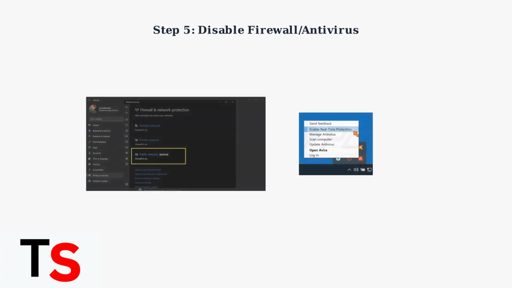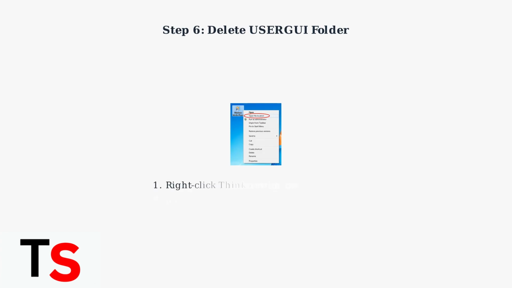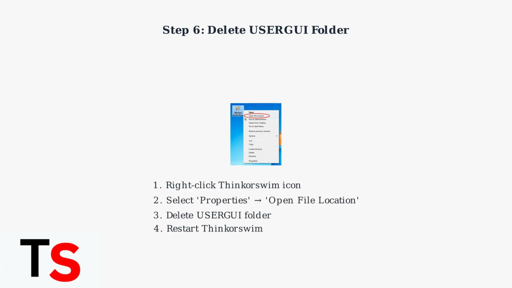Temporarily disable your firewall or antivirus software, as they may be blocking the update process. Remember to re-enable them after the update completes. A common fix is deleting the UserGUI folder. Right-click the Thinkorswim icon, select Properties, then click Open File Location. Find and delete the UserGUI folder, then restart Thinkorswim.